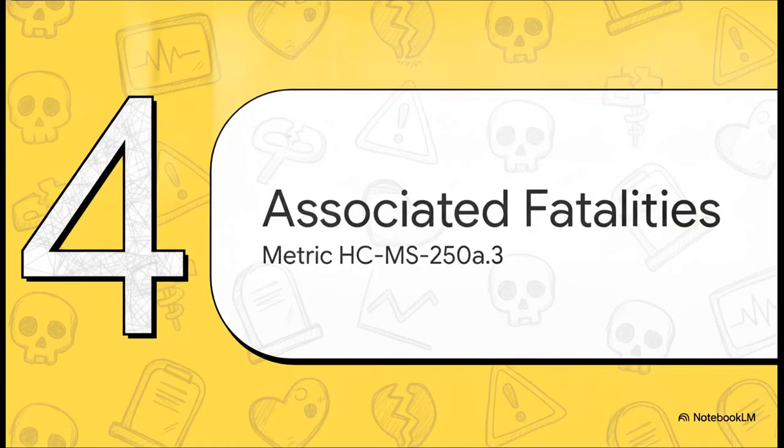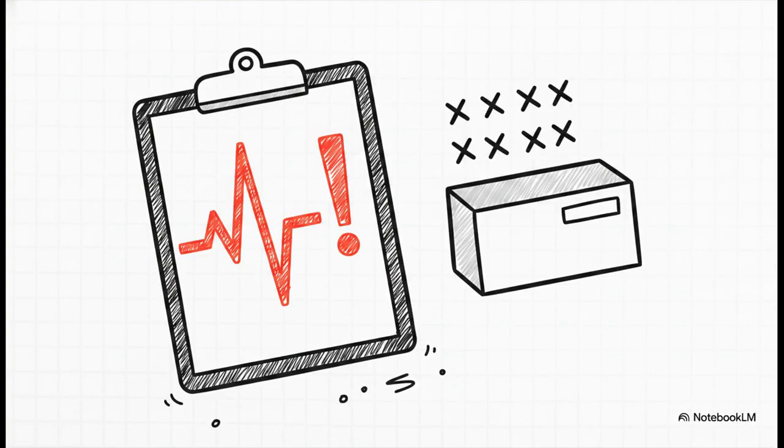Section 4, accounting for associated fatalities. This metric is as serious as it gets, and the directive is completely uncompromising. You must disclose the absolute total number of fatalities associated with any products your entity manufactures. There is zero room for ambiguity here. It is a hard, quantitative metric that demands total accuracy.